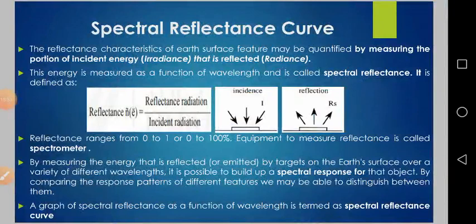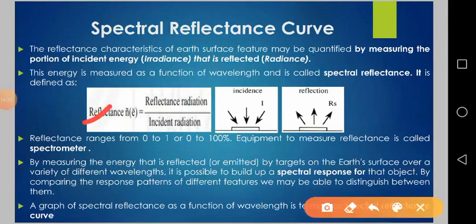Now the next one is nothing but the spectral reflectance curve. The spectral reflectance is very much important in understanding the remote sensed images, or the images which are obtained after carrying out remote sensing over a particular area. Reflectance is taken as the ratio of reflected radiation to the incident radiation, which is expressed in terms of percentage or in the range from 0 to 1.